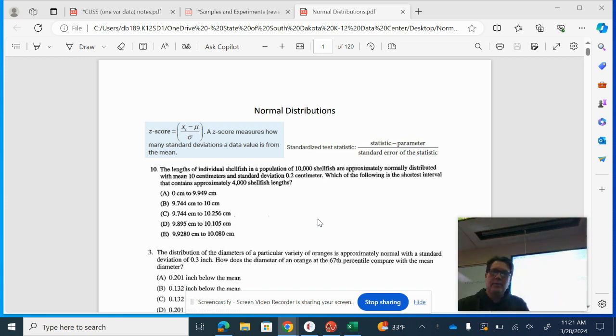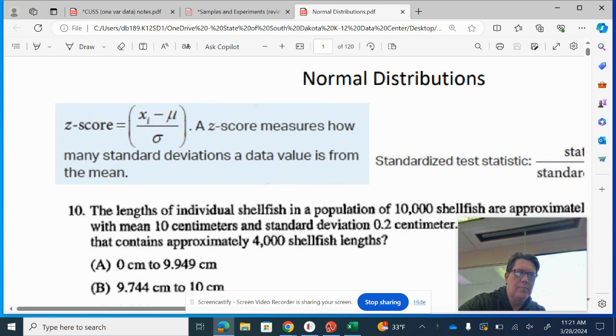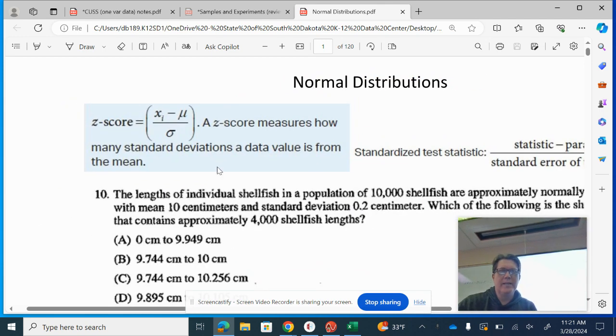Okay, this one, normal curve review video that we're going to do up here. Remember the z-score formula. Zoom that a little bit. Z-score is x minus the mean over the standard deviation.